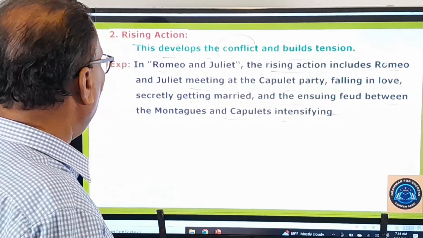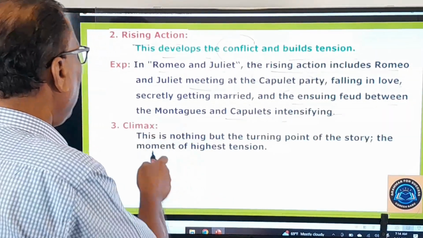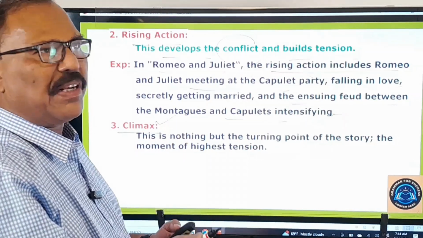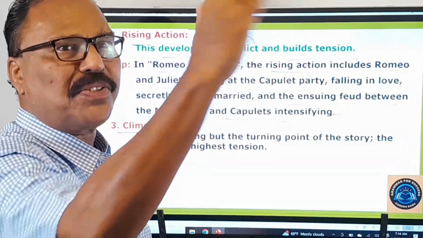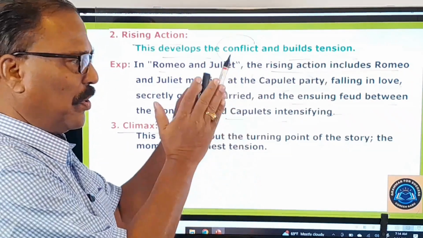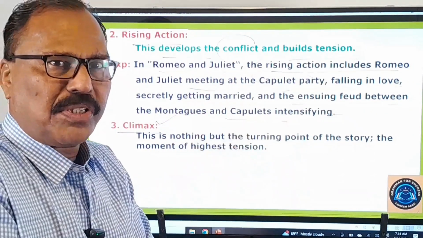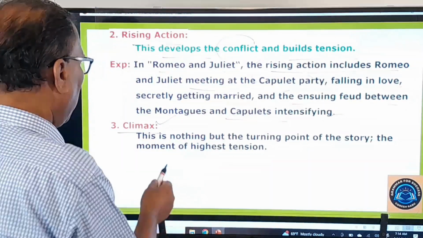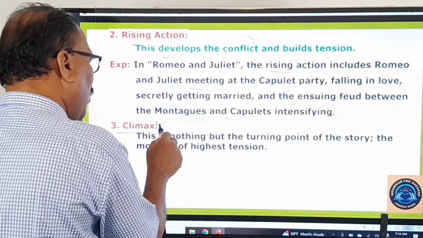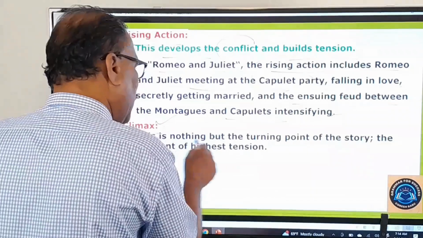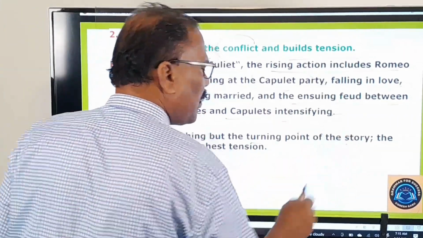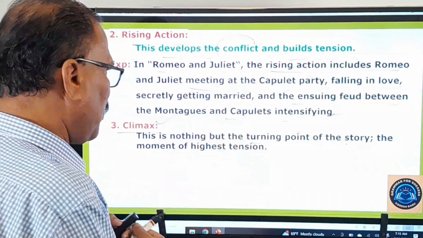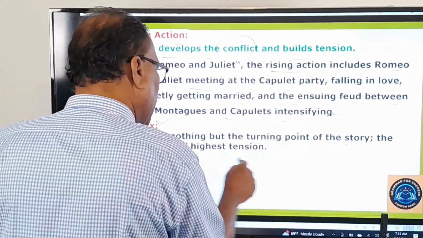Okay, and you go to the next part, and the next part of the drama is climax. Climax means, you know very well, the story comes to the peak stage. The story begins, the story continues, and the story reaches its peak stage. That peak stage of the drama is called climax. This climax is nothing but the turning point of the story, the moment of highest tension.